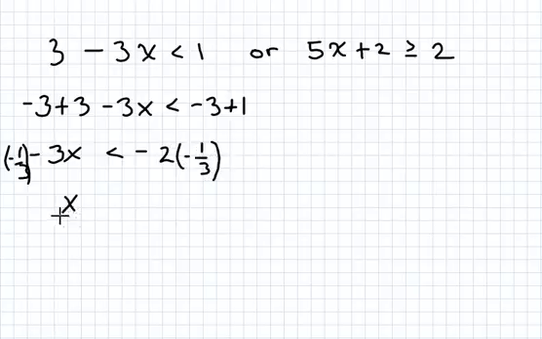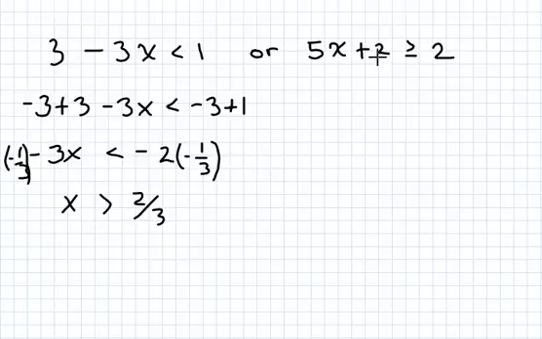So we end up with x. Now because we're multiplying through by a negative, we got to remember to flip this inequality. So this becomes a greater than sign, and negative times a negative is positive. So we got x is greater than 2/3. Now let's go over here and work on this one.